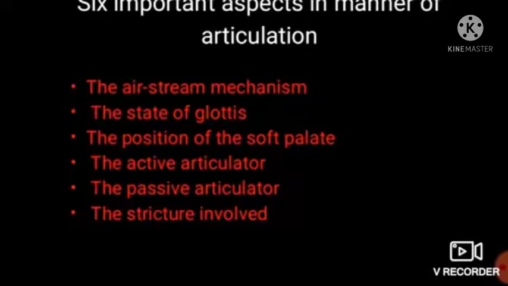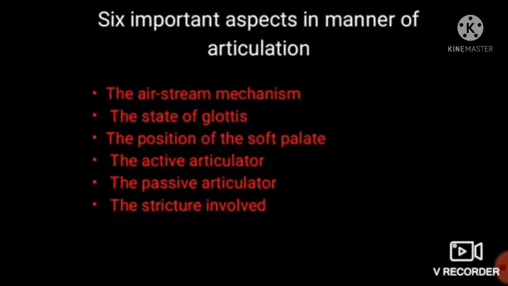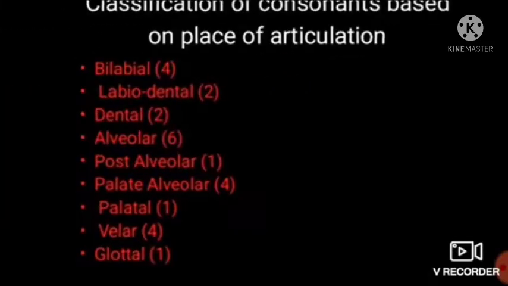Then there are 6 important aspects in manner of articulation. These are the following. Number 1, the airstream mechanism. Number 2, the state of glottis. Number 3, the position of the soft palate. 4th, the active articulator. 5th, the passive articulator. And last one, the structure involved.